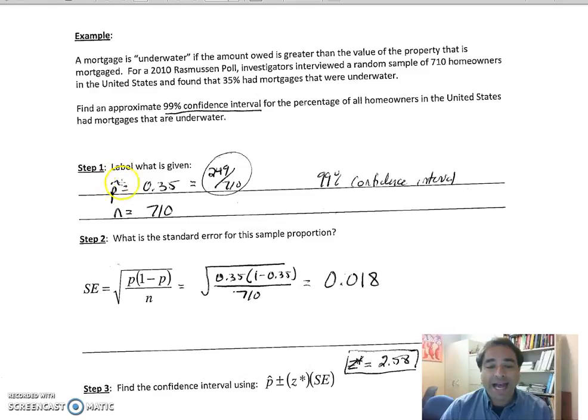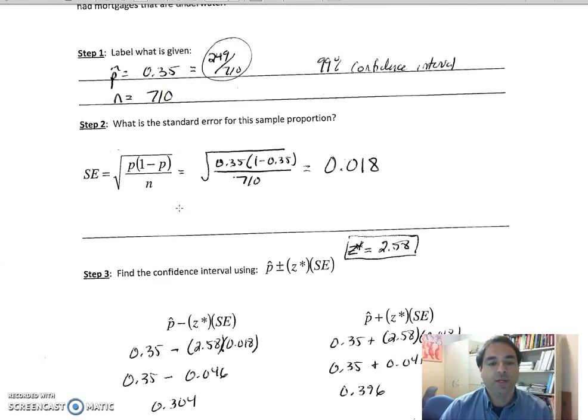We're given p hat, which is 35%, which comes from 249 divided by 710. 710 is the sample size. We're going to find our SE, which is the square root of p hat, because p is not given, 0.35 times 1 minus 0.35 over 710. That's going to equal 0.018.